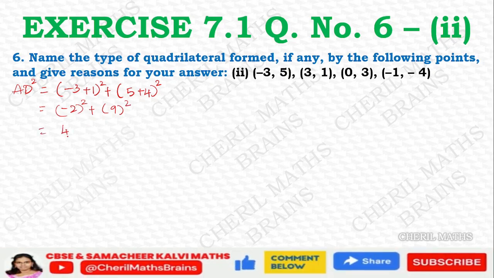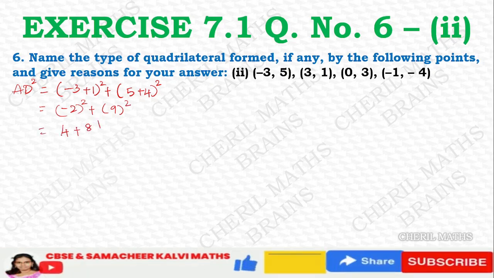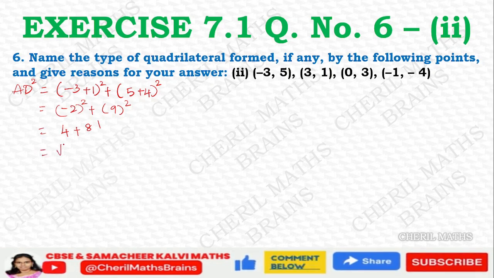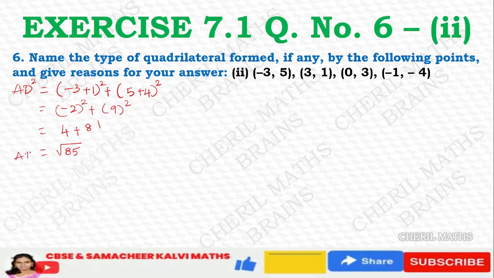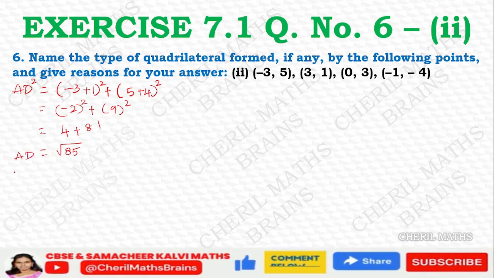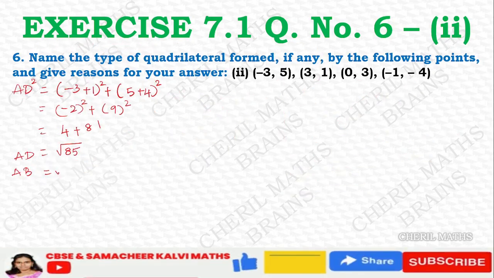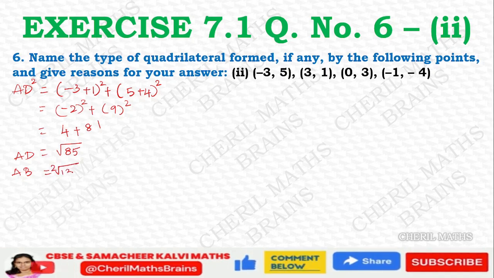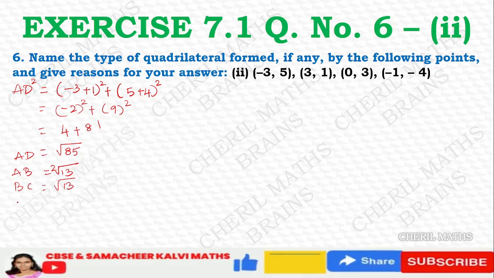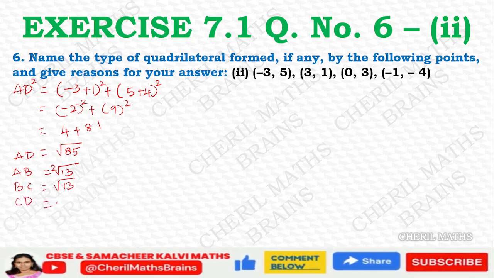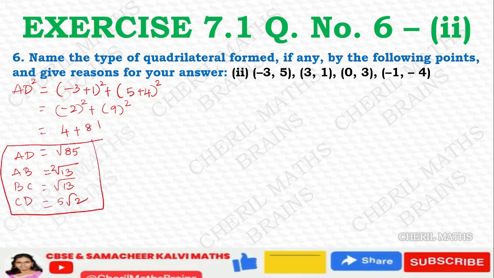So it will be 4 plus 81, which will be square root of 85. So this is your AD. AD is what? Square root of 85. What was my AB? AB was 2 root 13. BC was root 13. AB was 2 root 13. BC was root 13. And CD was 5 root 2. Okay, all these we got together.